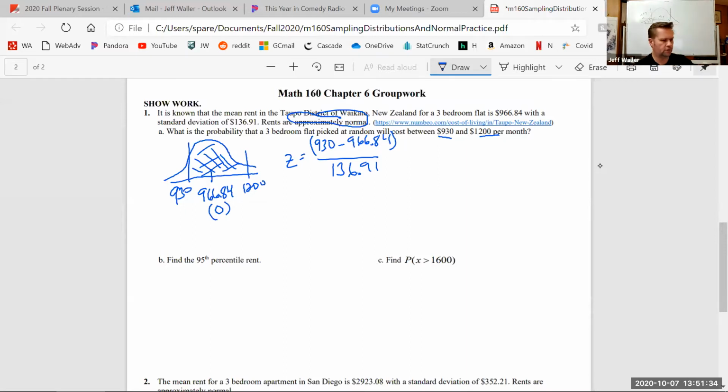All right, so let me do that with you guys. Should I put my, no, I'm not gonna pull my calculator up. What do you guys get for that? Negative 0.27.